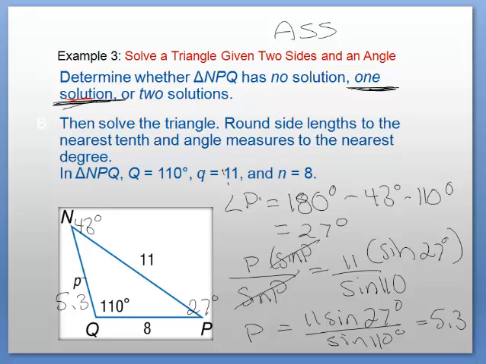Some of you may be wondering why it can't be one solution. Remember, with one solution, it's because our opposite length is longer than our adjacent length, and that is not the situation we're looking at right now. So let's go back to our problem.